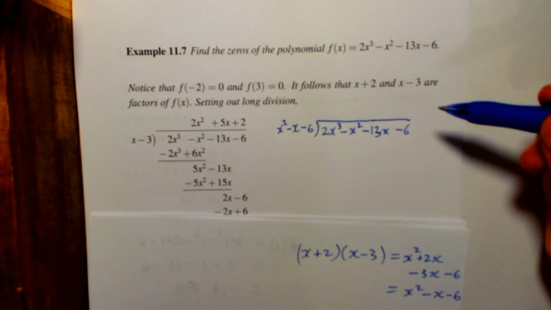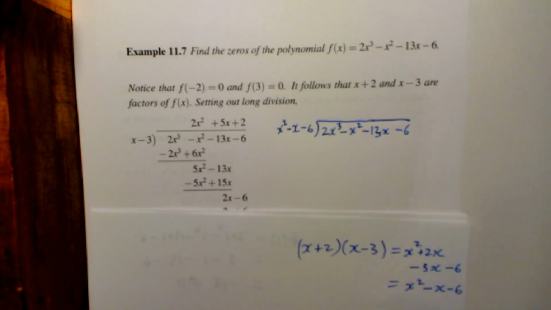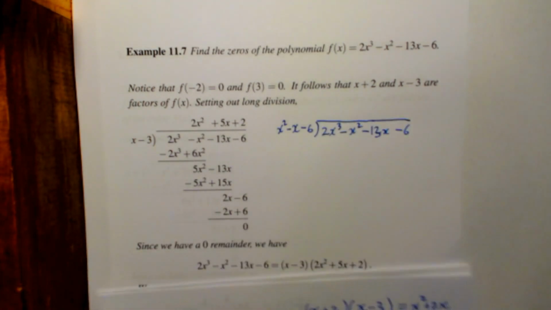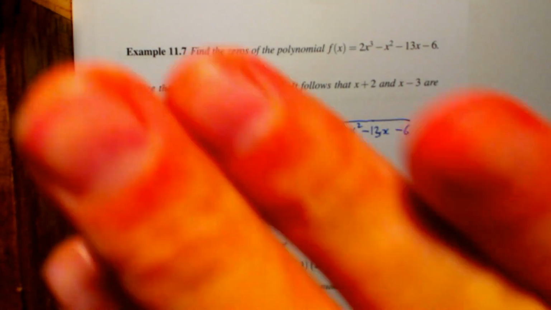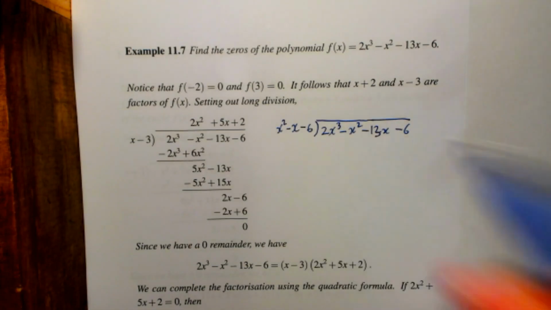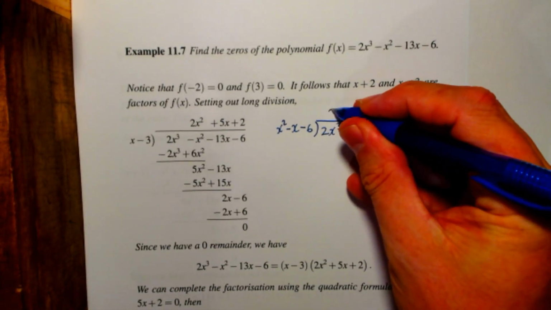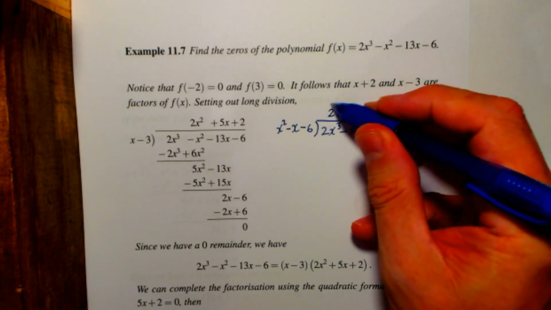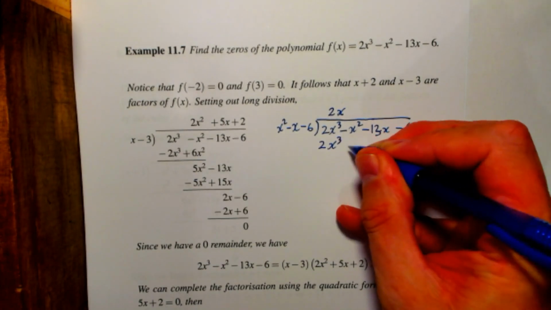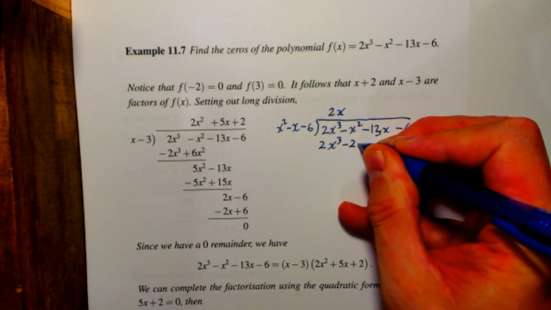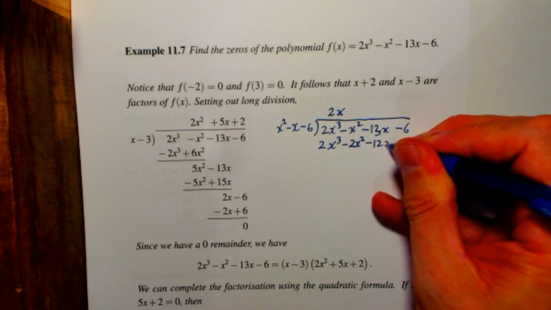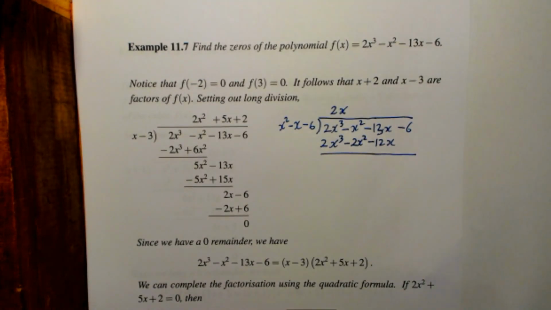So what I expect to get when I do this long division is a linear factor, which is the missing factor there. So let's go ahead and do this. Okay, there we go. Alright, so 2x cubed divided by x squared is just 2x. Okay, then I take my 2x, I multiply by this, and I have 2x cubed minus 2x squared minus 12x. I draw a line and I take a difference.